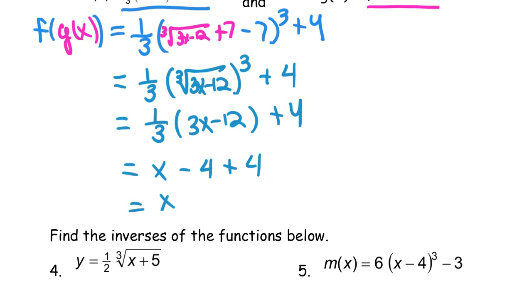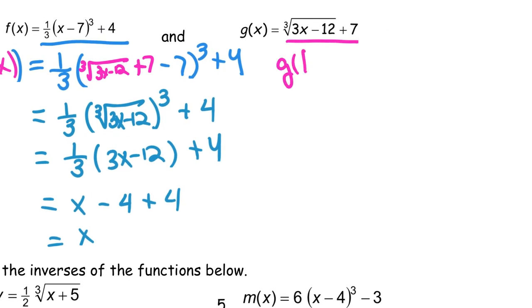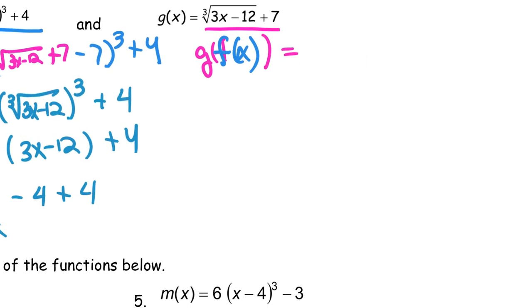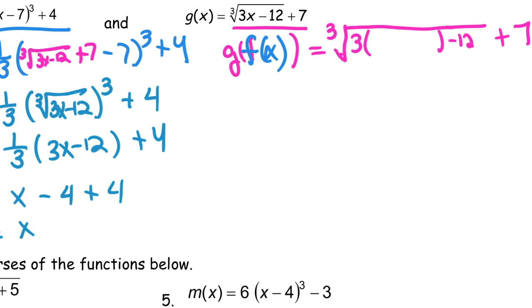But we have to do it the other way as well. So we got to do g of f of x. So this time I'm going to do the cube root of 3 parentheses minus 12. Make sure your minus 12 is underneath your radical. And plus 7. So that's all of g. Then I need to put f inside of it. So I'm going to do 1/3 x minus 7 cubed plus 4.